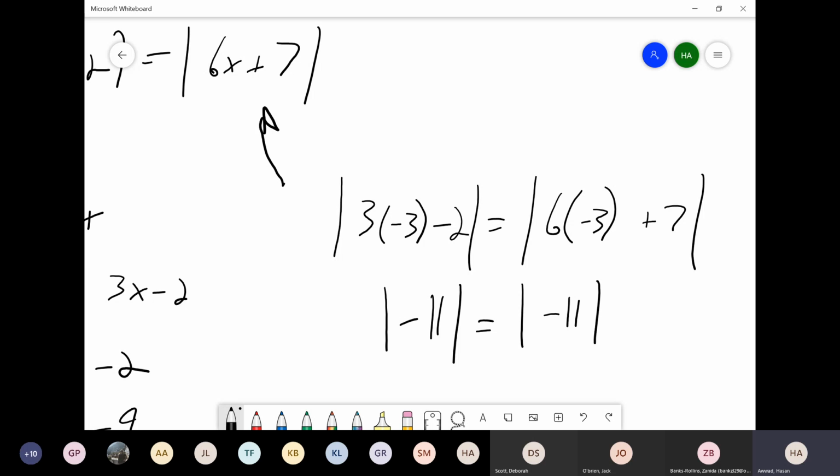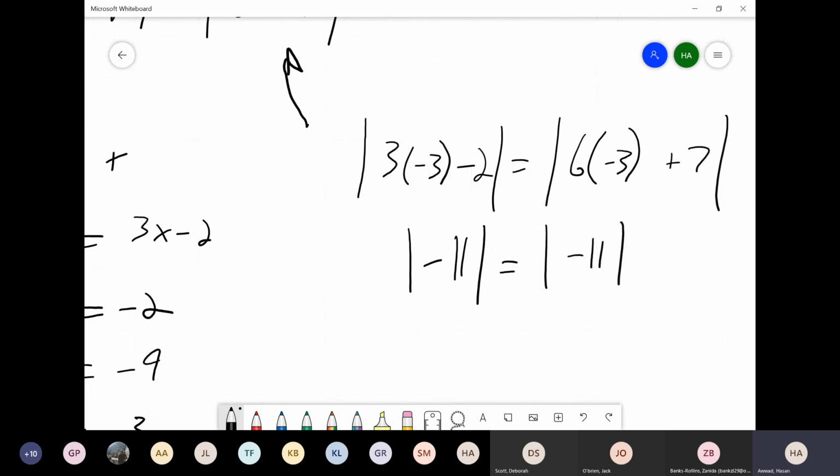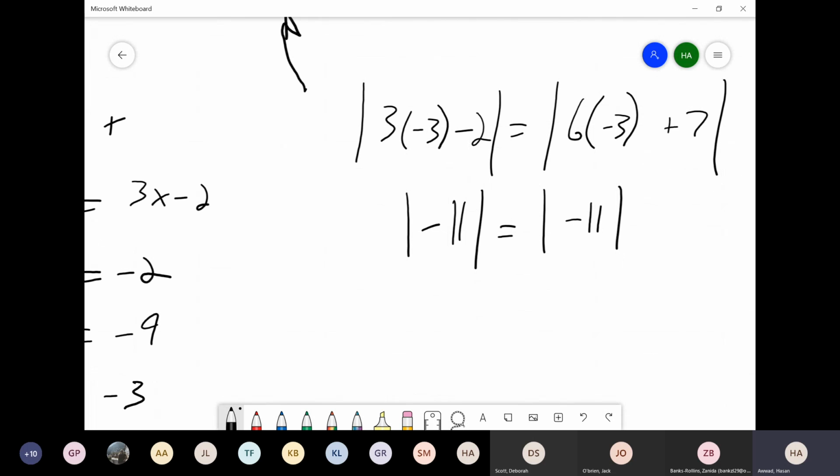Well, hooray. We already know this is going to work, right? We have the same thing on the left as we do on the right. And so the absolute value of negative 11 on both sides just gives us 11 is equal to 11. Yay, this one works, right? So x is equal to negative 3 is in fact a solution. We can check that one off, and that will be part of our solution set.